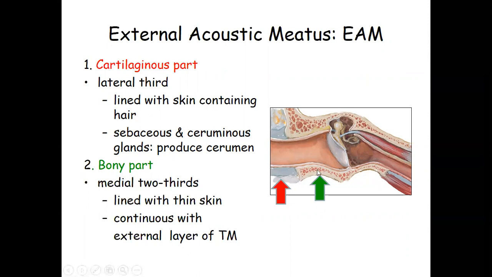For the bony part, you can see here, this is the bone. The bony part is the medial two thirds, which means that the bony part is longer compared to the cartilaginous part, which is only one third. It is also lined by skin, thin skin, and this skin is continuous with the external layer of the tympanic membrane.